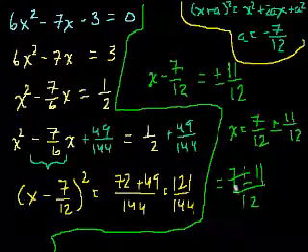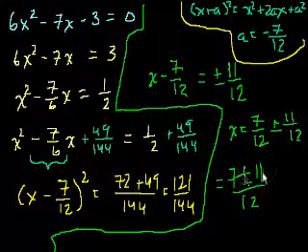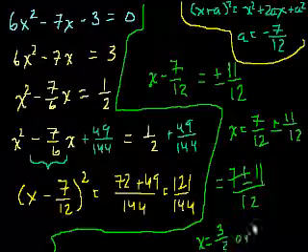So what are the two options? 7 plus 11 is 18 over 12. So x could equal 18 over 12, which is 3/2. Or what's 7 minus 11? That's minus 4/12. So it's minus 1/3. There you have it. That is completing the square. Hopefully you found that reasonably insightful.